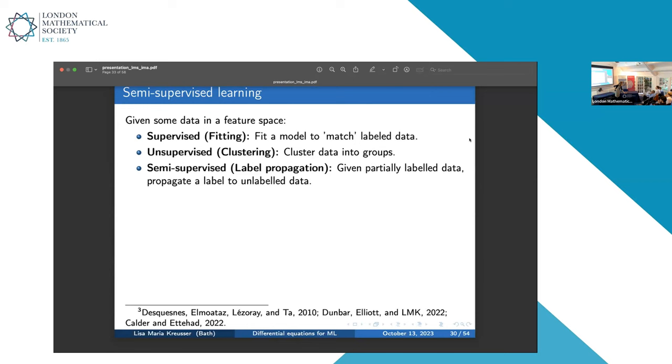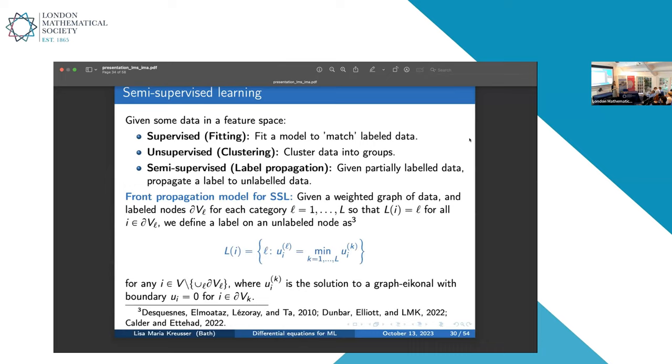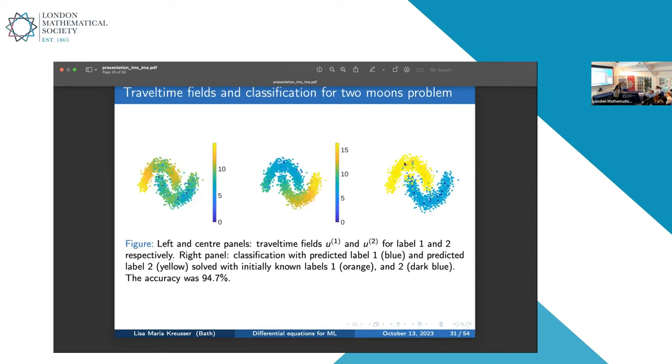And so in our context, this means that we have a certain number of labels. Let's say we have k labels. And so from all those given labels, some wave propagates over the domain, and we label a point according to which of those k waves arrives first at each of the points. So in the case when we only have, for instance, two labels, and those points here at the bottom in orange are labeled as orange, and those points in dark blue are labeled as blue, what we can look at is the travel field associated with the blue wave and the yellow wave.